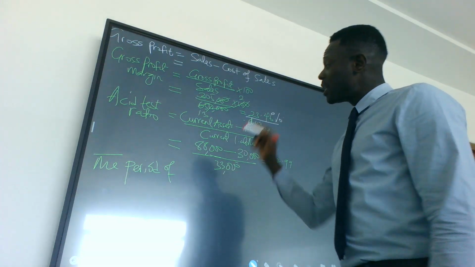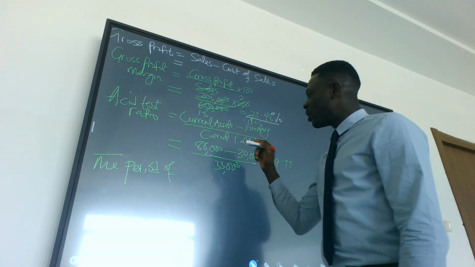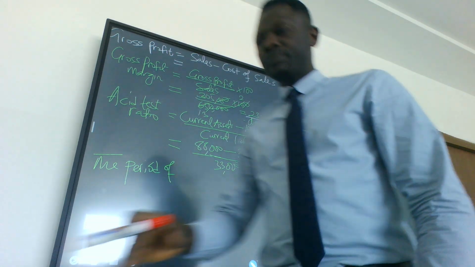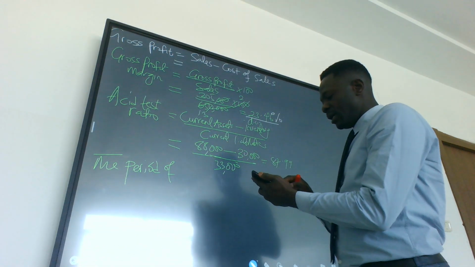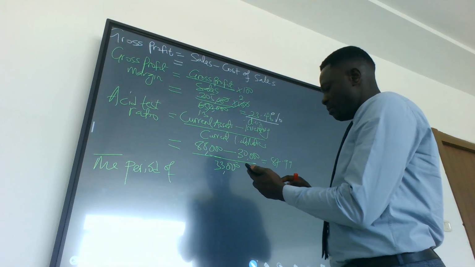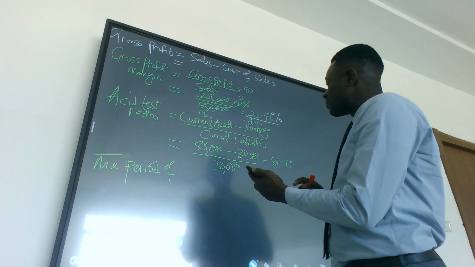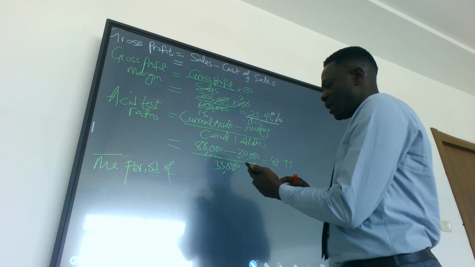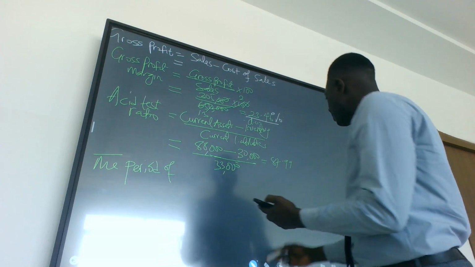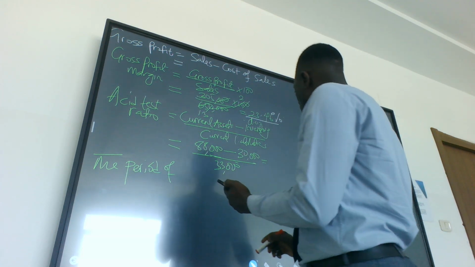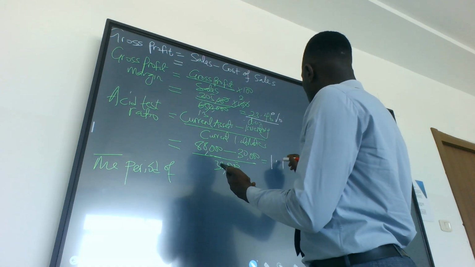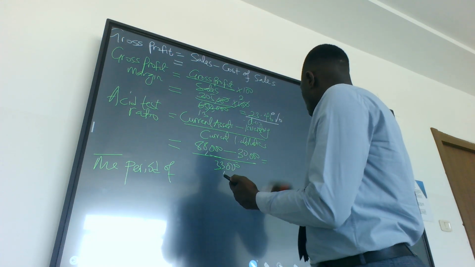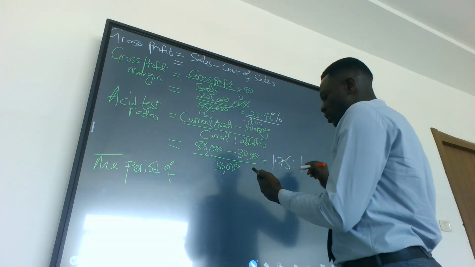Now we need to find the acid test ratio. For the acid test ratio, it is current assets minus closing inventory, divided by current liabilities. So here we have 88,000 minus 30,000, divided by 33,000. 88,000 minus 30,000 is 58,000. 58,000 divided by 33,000 is 1.75. So it's going to be 1.75 ratio 1. I think that is clear.